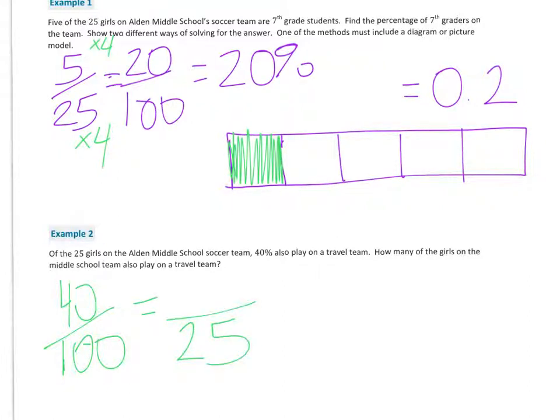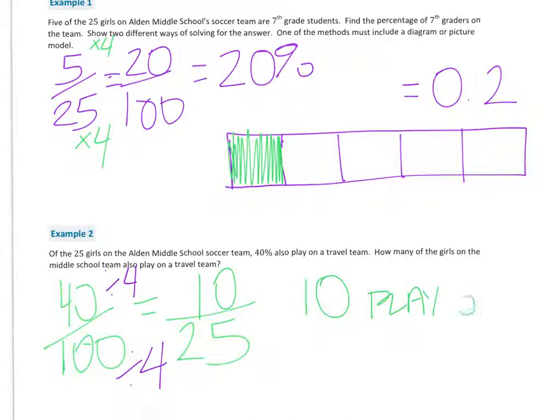Well, what do I have to do to this 100 to turn it into the 25? That's right. I divide it by 4. And if I do it to the bottom, I must do it to the top. Divide by 4. 40 divided by 4 is 10. So 10 play on the travel team. Boom.